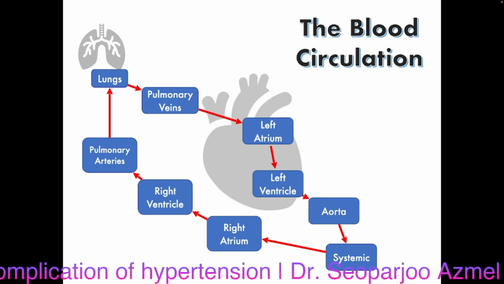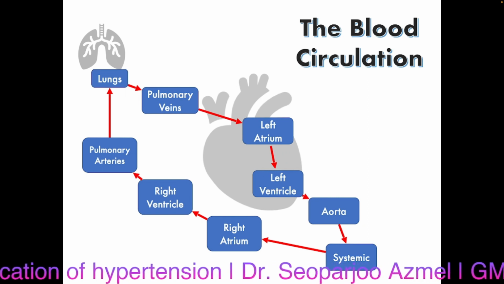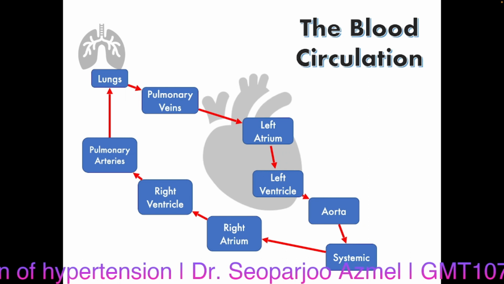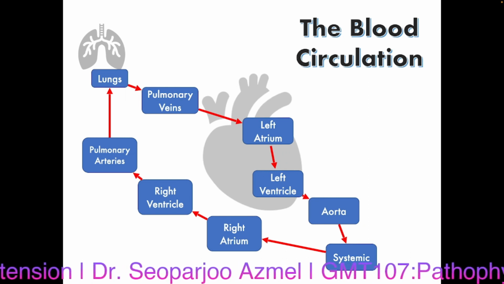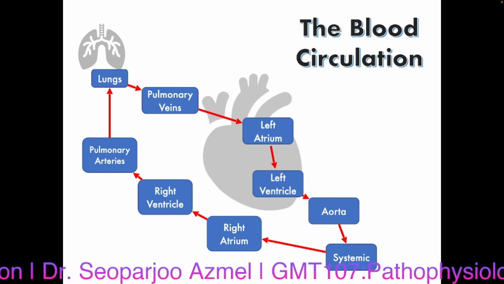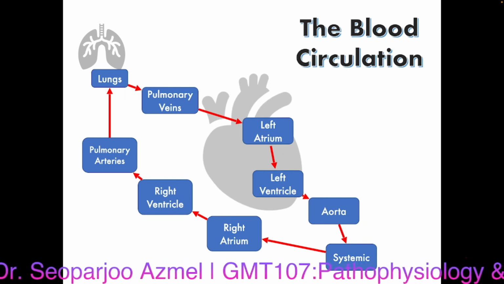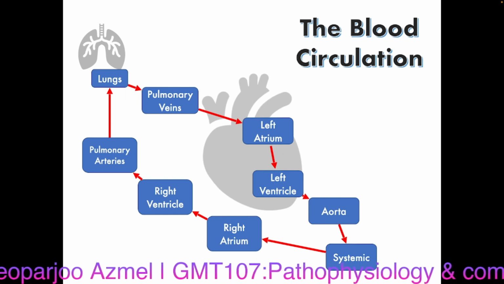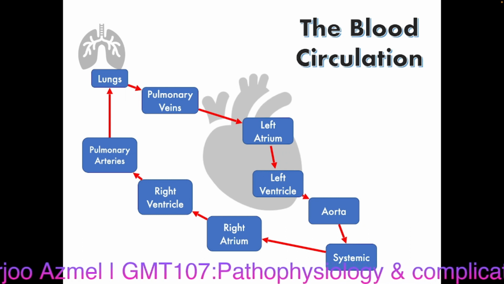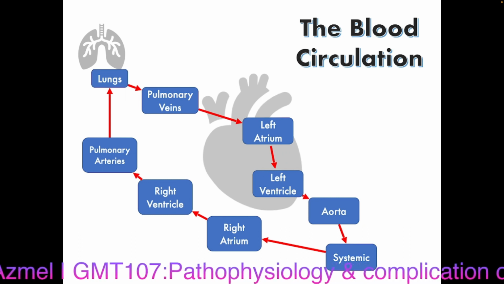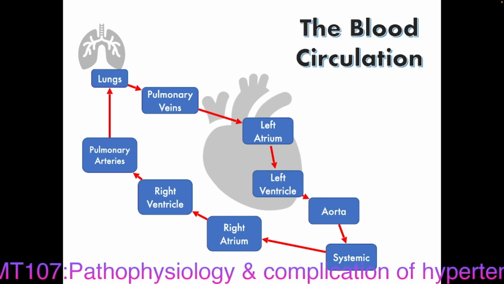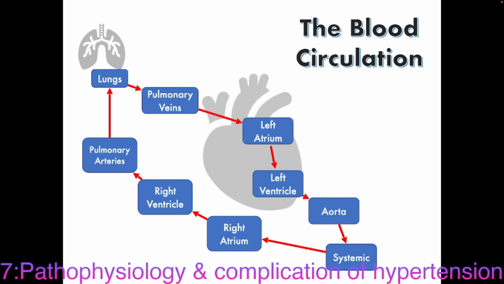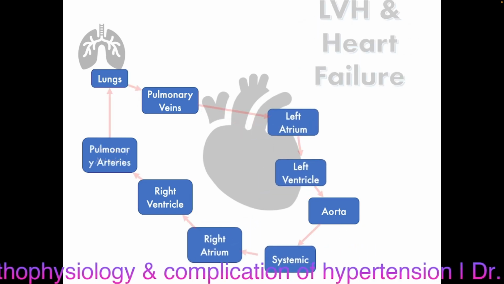Just as a revision, this is the blood circulation. We start from the left atrium. From the left atrium, the blood goes into the left ventricle and into the aorta. It goes into the systemic circulation, and from the systemic circulation it goes back into the right atrium, right ventricle, pulmonary arteries, lungs, pulmonary veins, and back into the left atrium. All right.